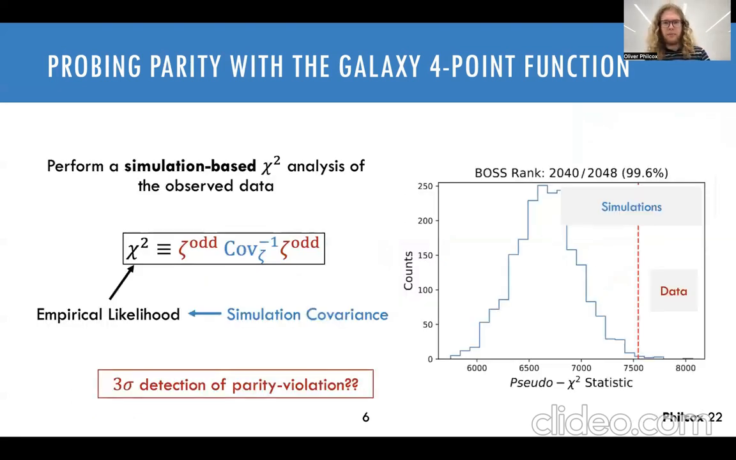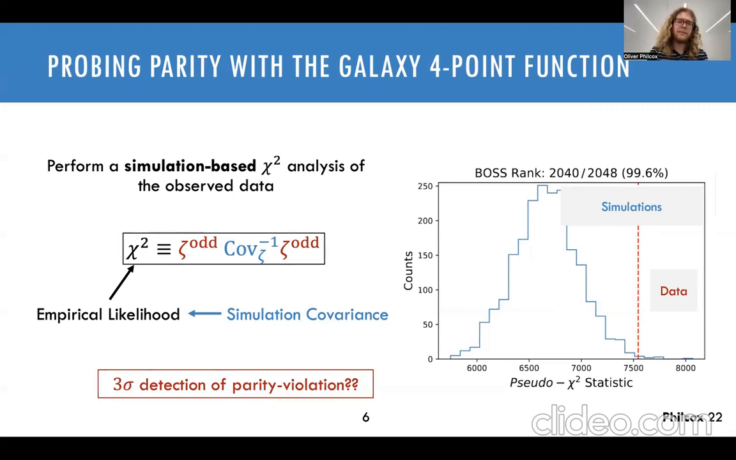So I'm sure you've seen the results before, but let me show them here. What we do is we take this left minus right statistic, and then we do some kind of statistical analysis based on it. Astronomers love to do chi-squared analyses, and in this paper, led by myself, we were doing a simulation-based variant of this.